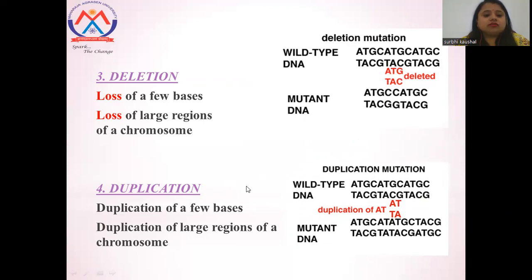Now, next is the fourth and last type, duplication. This is duplication of a few bases or duplication of a large region of the chromosome. As you see in this diagram, here TA, that is thymine and adenine, is getting duplicated. If more nitrogen bases are duplicated, it is known as duplication of a large region of the chromosome, and it ultimately leads to an increase in the number of nitrogen bases, and the length of the mutant DNA also increases.